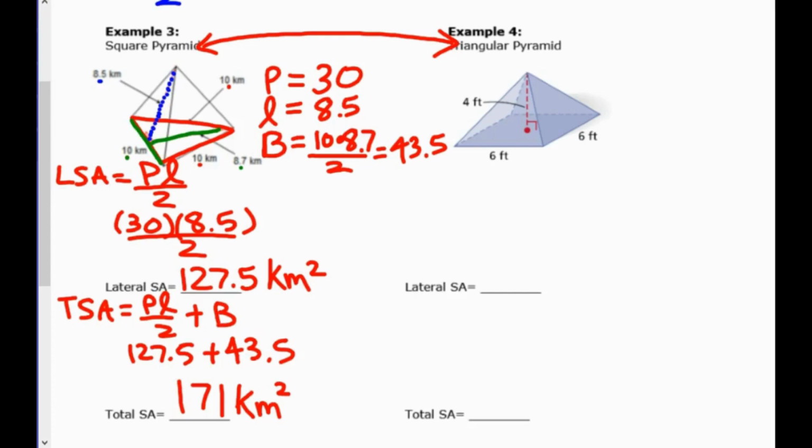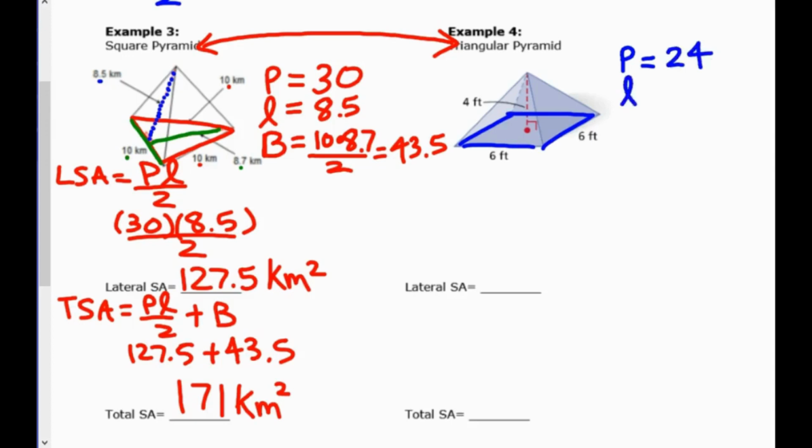All right. Now, we have a square pyramid over here off to the right. Stay with me because we're almost done. Square pyramid. Things I need to know are P, L, and B, right? So, P, the perimeter of the base. 6, 6, and 2 more 6s. What's the perimeter? 6 plus 6 plus 6 plus 6, or 6 times 4, what do I get? 24.